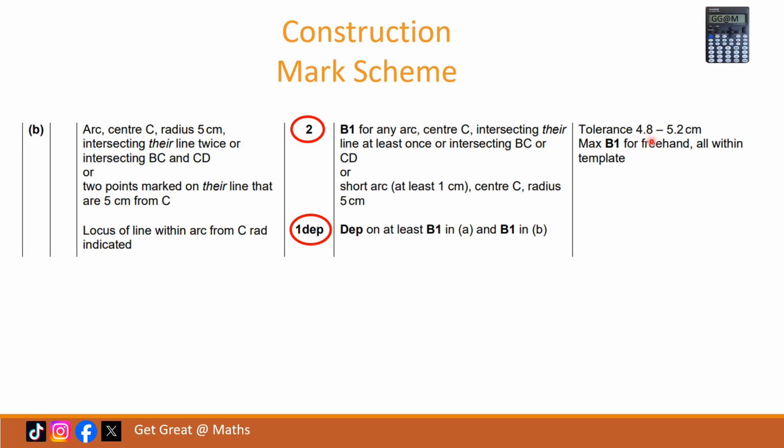There is a tolerance up here of 4.8 to 5.2 centimetres for drawing that circle, so make sure you use your compass and you are accurate on there. The B ones just mean method marks for drawing any arc or whatever information you've been given.